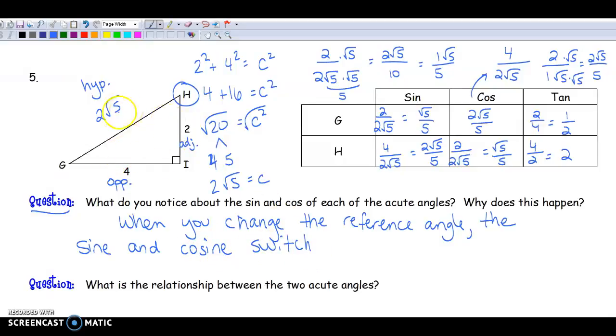And that's because the opposite and adjacent sides are switching. Because the opposite and adjacent sides switch.